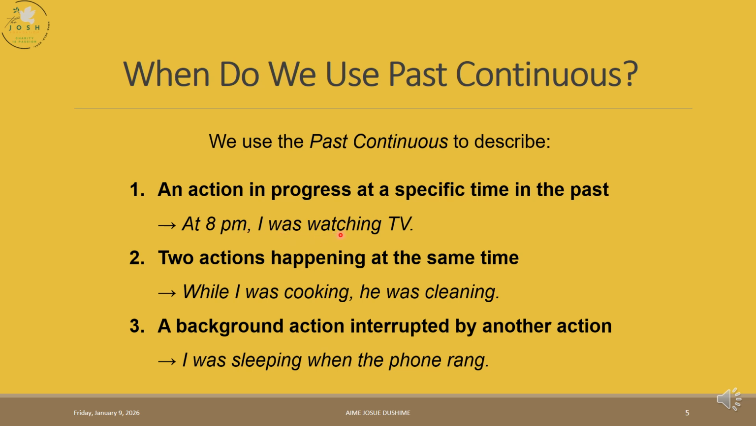I was watching TV. I can also use past continuous when I'm talking about two actions happening at the same time. While I was cooking, he was cleaning. Two actions. One is cooking, another action is cleaning. You can also use it for a background action or an action interrupted by another. I was sleeping when the phone rang.